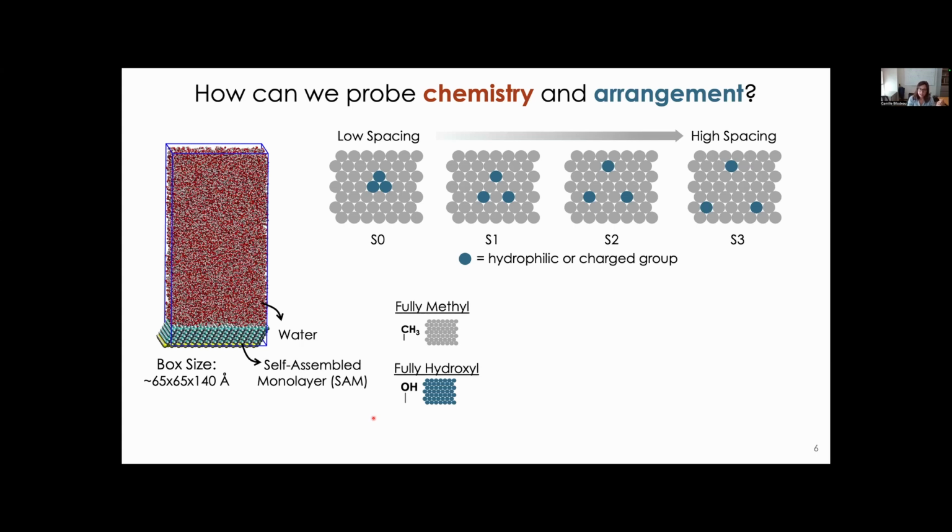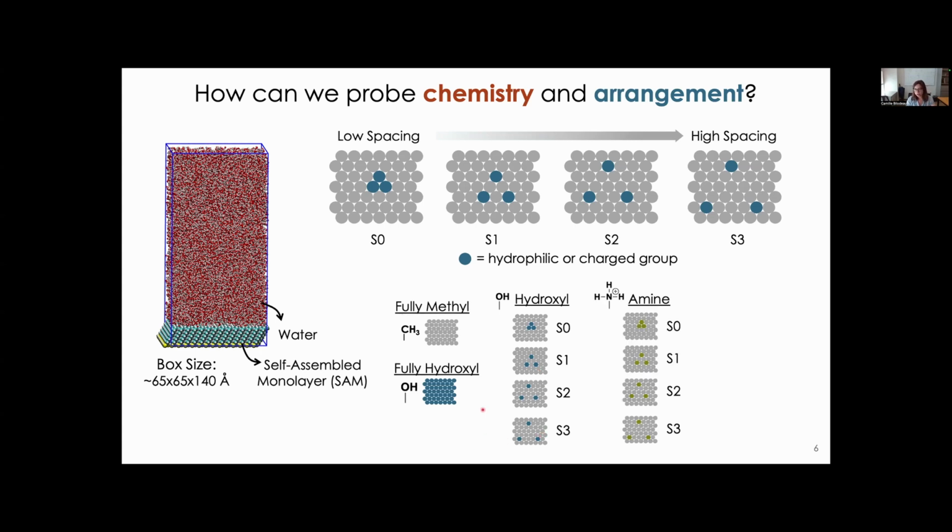And then we're going to study three different types of hydrophilic or charged groups. First, hydroxyl groups positioned at these different spacings, and then amines, or ammonium, I should have said, so charged amines, and then guanidinium groups. So the same as we saw in that experimental study.